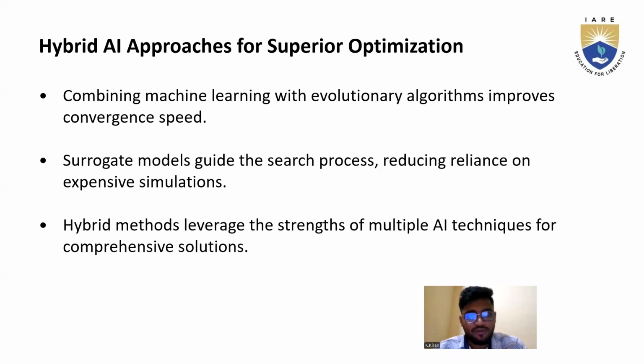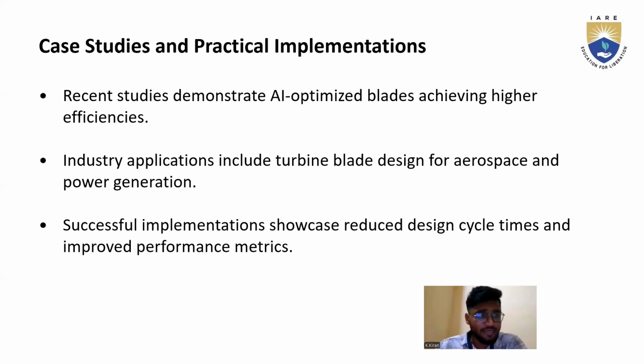Hybrid AI approaches for superior optimization. Combining machine learning with evolutionary algorithms improves convergence speed, and surrogate models guide the search process, reducing reliance on expensive simulations. Hybrid methods leverage the strengths of multiple AI techniques for comprehensive solutions.